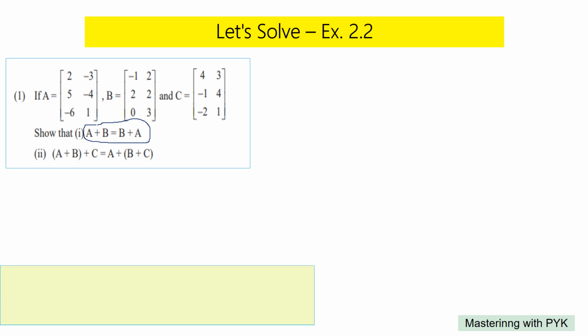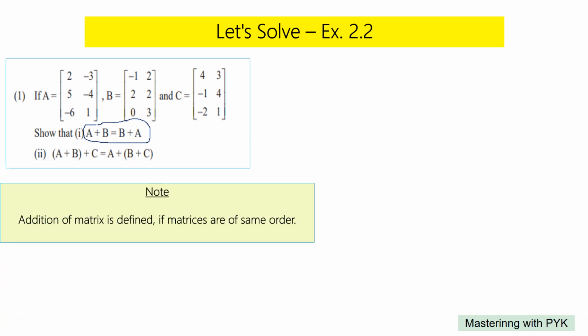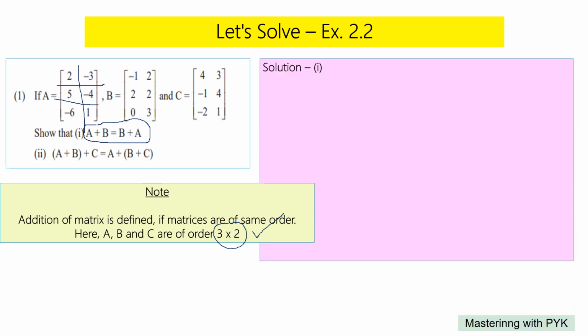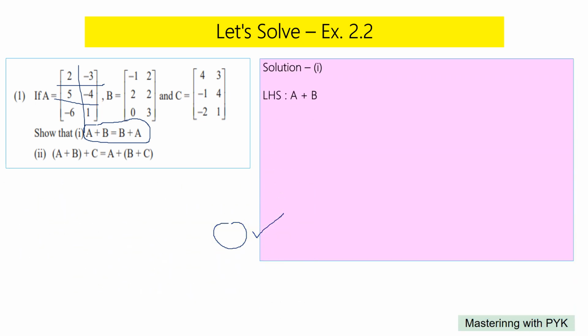So let's start. We know that the addition of a matrix is possible or is defined only when the order is same. So first check the order. Here the order of all the three matrices is 3 by 2. So the matrices can be added, right? So start with left hand side.